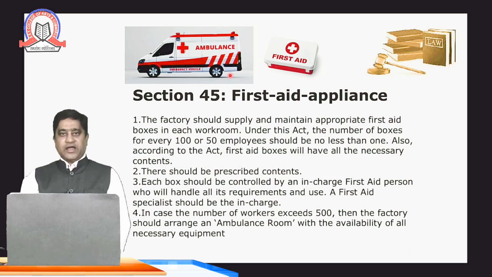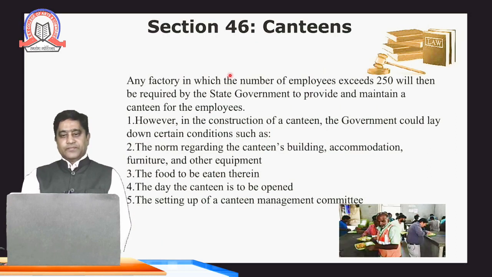oxygen, masks and nebulizer. Section 46 speaks about the canteen. In the factory, there should be a canteen for the workers. Those workers who are doing hard work need a good and sufficient balanced diet. In such cases, the factory owners should permit them to have food in the canteen, and the food should be provided to the workers at a subsidized rate.